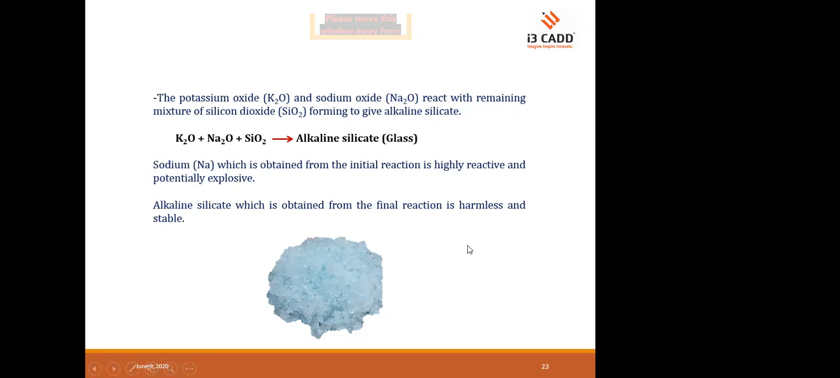So the sodium obtained from the initial reaction is highly reactive and potentially explosive, whereas the alkaline silicate obtained from the final reaction is harmless and stable. That's why we make the chemical process a three-stage process. The first stage is to produce nitrogen gas. The remaining two stages are to convert the harmful chemical obtained during a reaction into a harmless substance. This alkaline silicate is harmless to occupants.